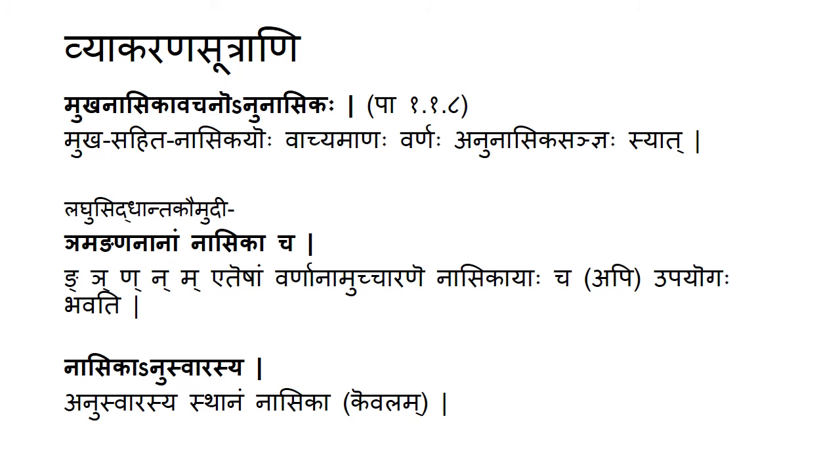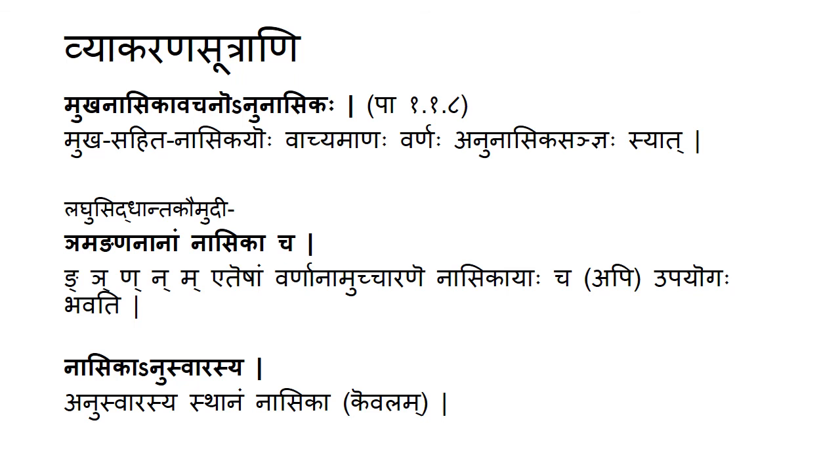First let's see what is meant by Anunasika. Anunasika means Mukha and Nasika. Both have to be used to pronounce that sound. Mukha means mouth and Nasika, the nose. So when both are used, that sound is called Anunasika. So which are the Anunasikas? Here, Laghu Siddhanta Kaumudi says, Yamangananam Nasikacha, which means Nga, Nya, Na, Na, Ma, the fifth letter of the Ka, Cha, Ta, Ta, Pa series.